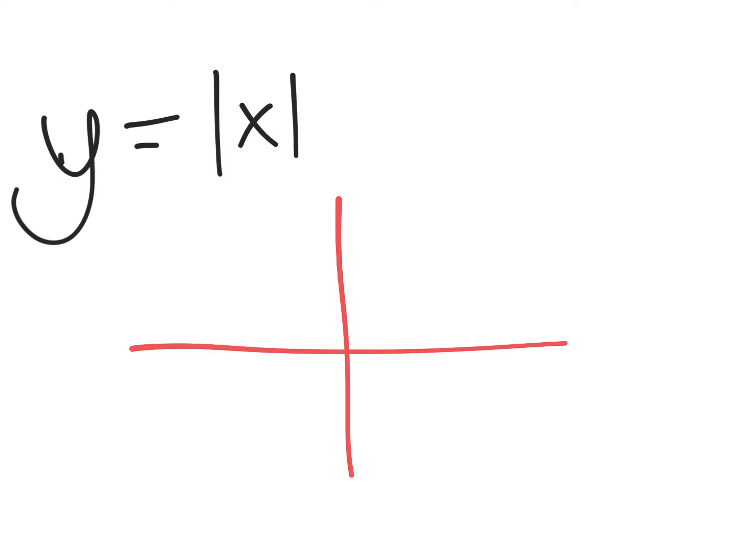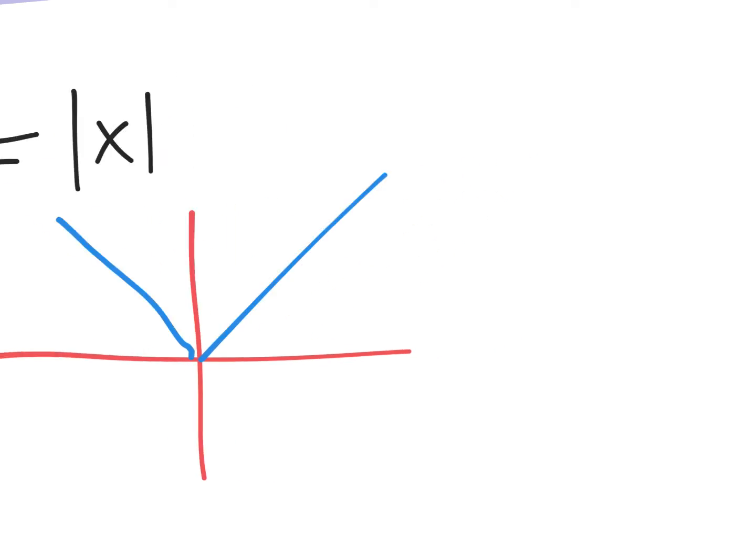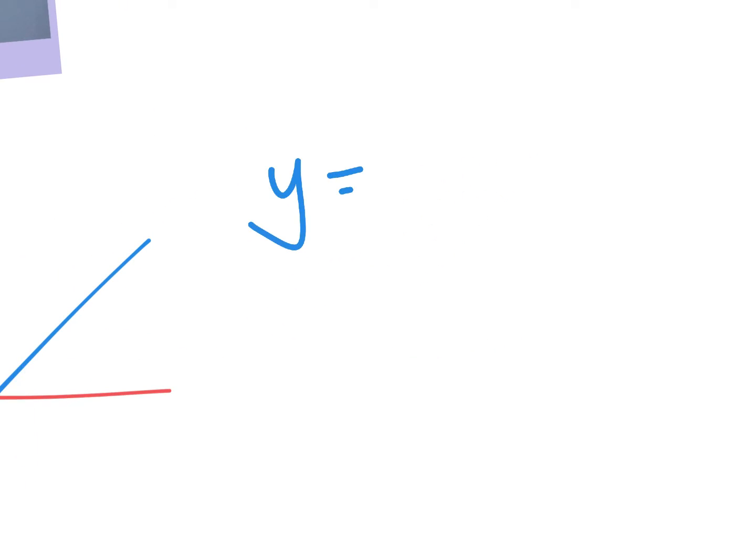All right. So, Lydia, can you describe what you think it looks like? Yeah, it's like a V shape. I agree. There you go. Raise your hand if you knew that. Okay, good. Then let's try another one. What about plain old y equals x?